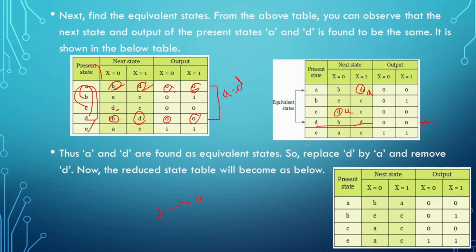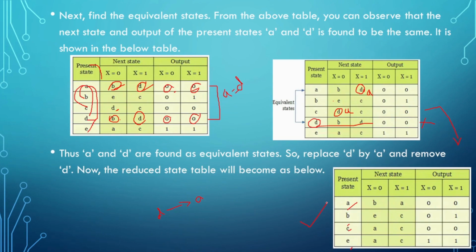Afterwards, write down the shortlisted state table. So the final state table will look like this. See here, A state, B, C and E. There will be no D state because of equivalent state. We will remove this D state from this state table. Afterwards, we will replace the D with A. This is the solution of this problem.